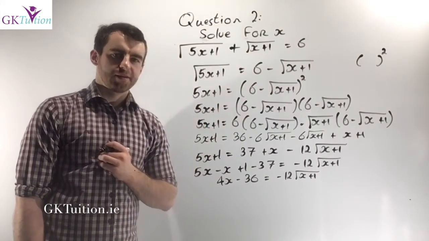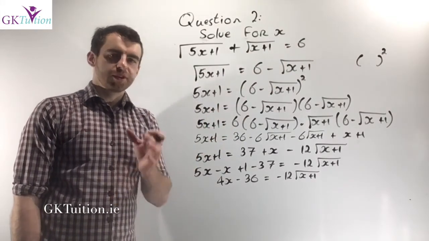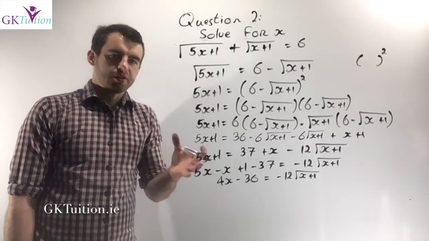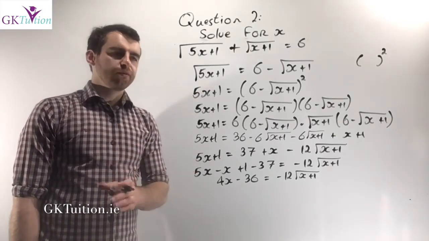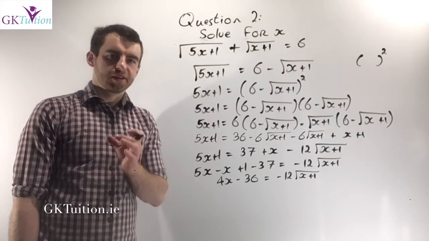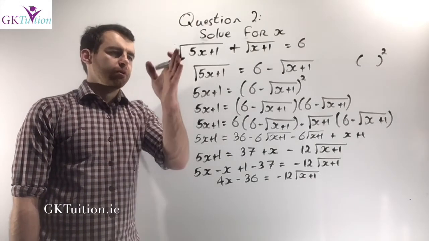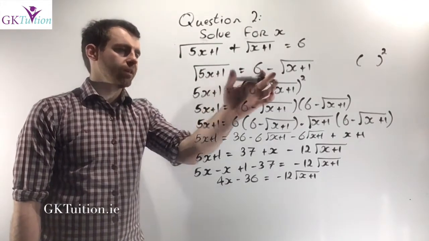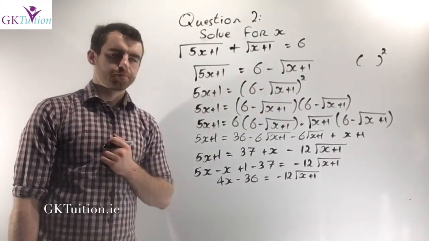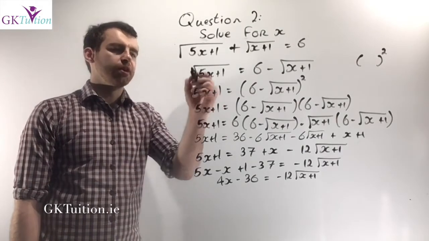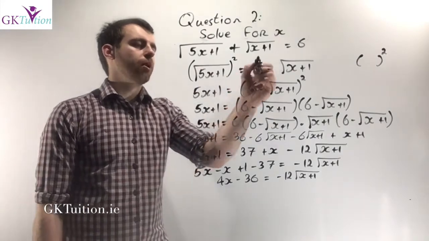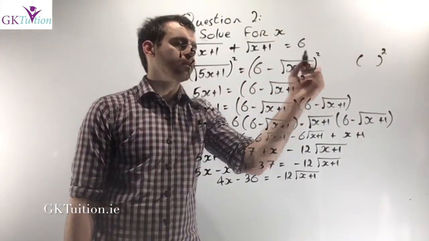is equal to 6. This is a more difficult version because there's two different surds. It's impossible to eliminate all of the surds in one go, so what I want to do first is isolate one of the surds and then square both sides. So I did that by rearranging it as root 5x plus 1 is equal to 6 minus root x plus 1. I decided now to square both sides because when I square the left hand side, the surd is gone. But the problem is I have to multiply out the right hand side as well.